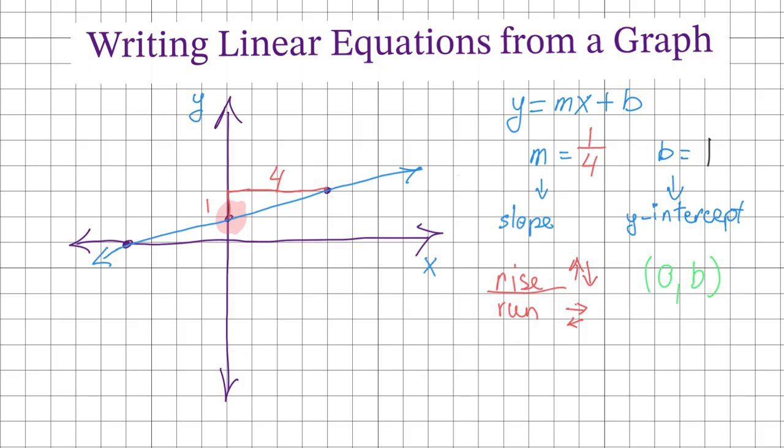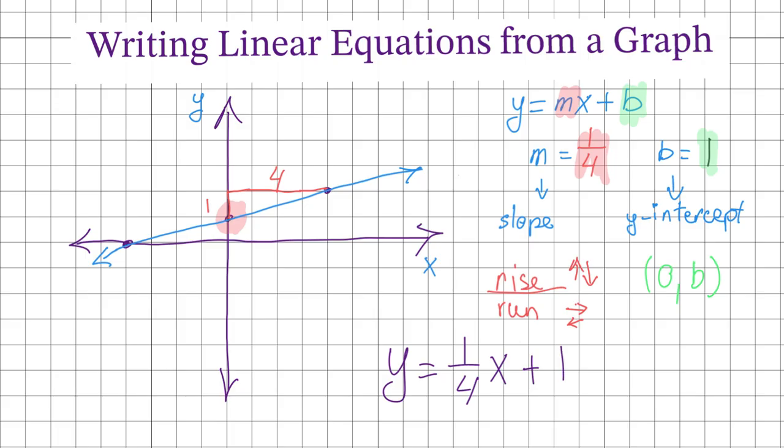So to write the equation, all we need to do is plug in the m. I'm going to highlight our m, right? And plug in the b. Okay, so instead of writing m, I'm going to write in this equation y equals 1 over 4 x, and then plus 1 instead of writing b.